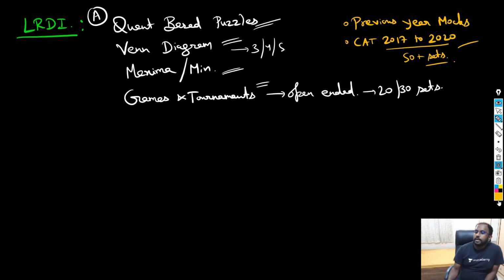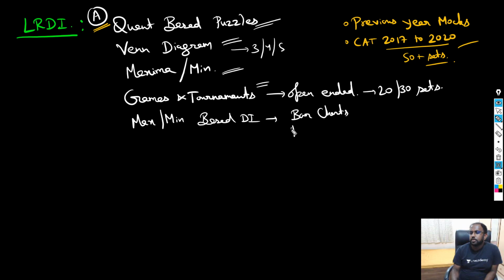So again in LRDI, what is the recent pattern? In the recent pattern, I'll put in this A part: quant based puzzle, Venn diagram, maxima games and tournament. Then further you can actually go to some maxima minima based DI, okay. So DI, in the sense, you can include some bar charts, or you can include some pie charts in this. Okay.